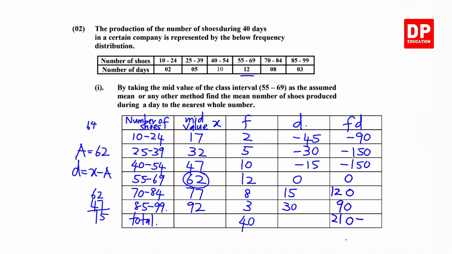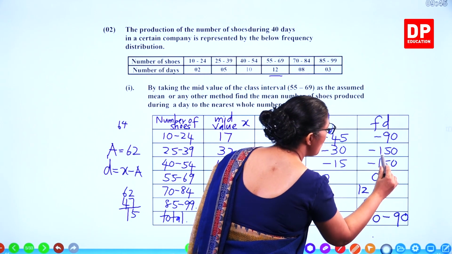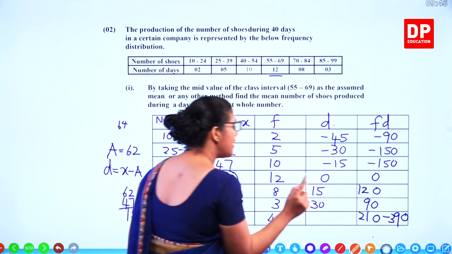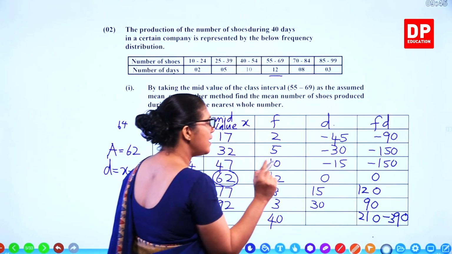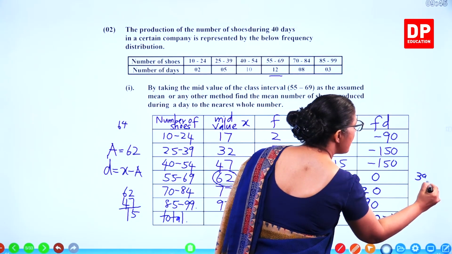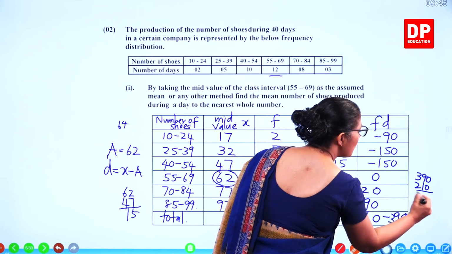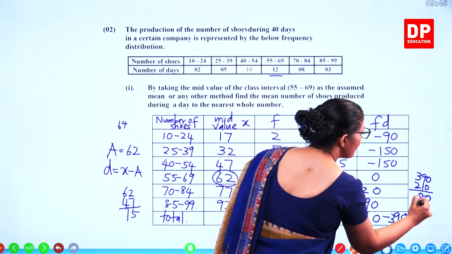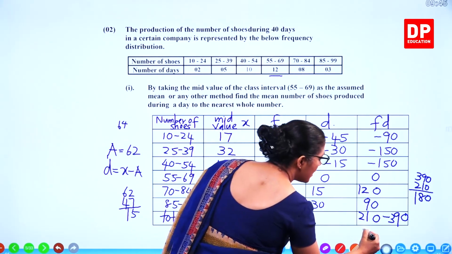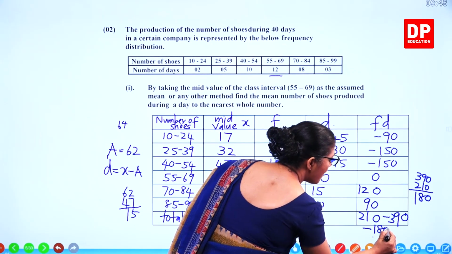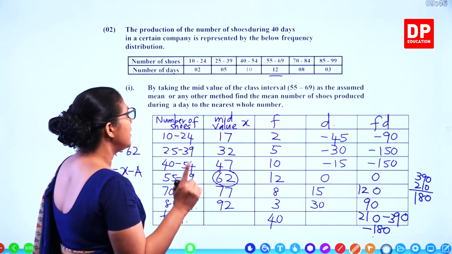Negative values: 90, 150, 150 and 0. So 390 minus 210. What's the value? 180, but that's negative. Negative 180.